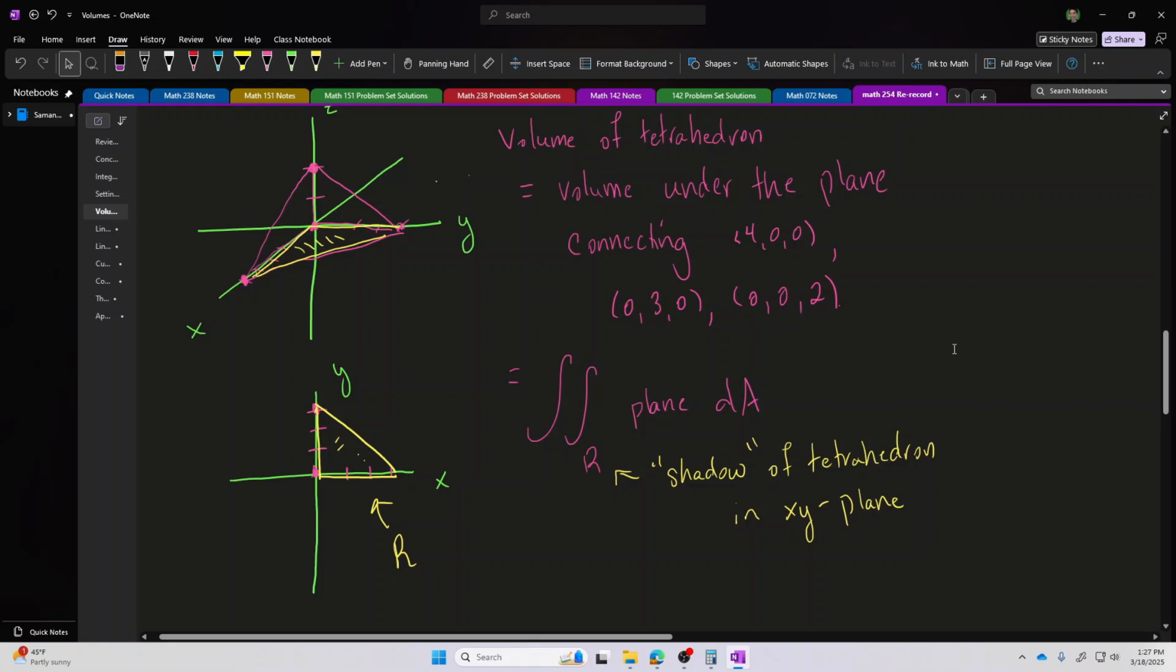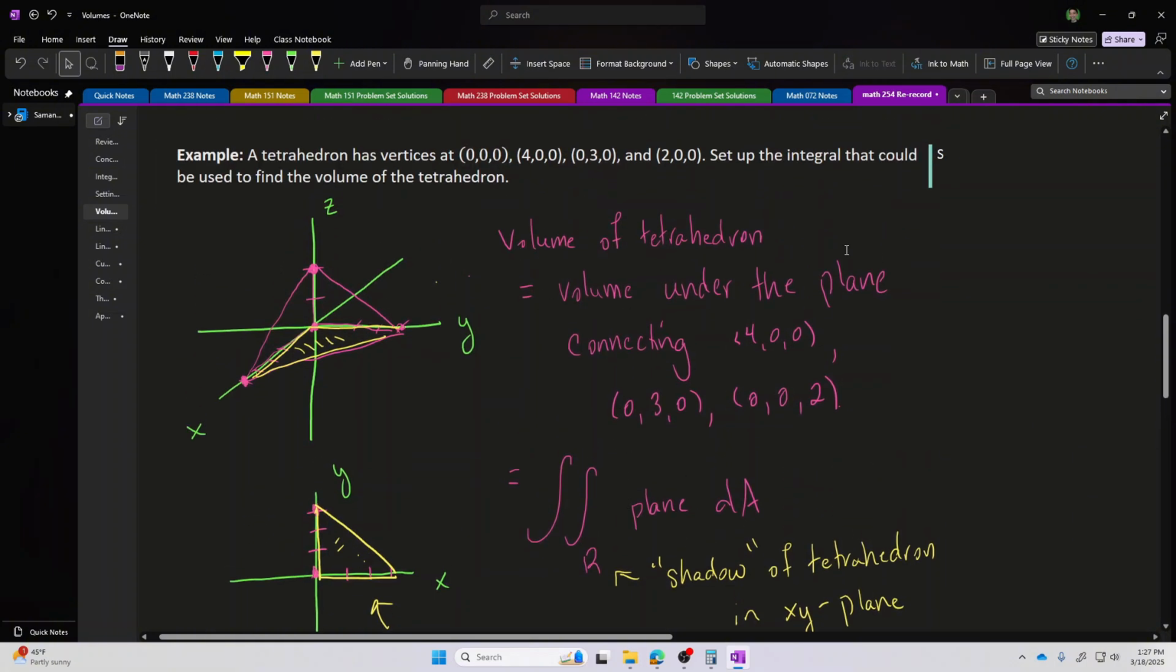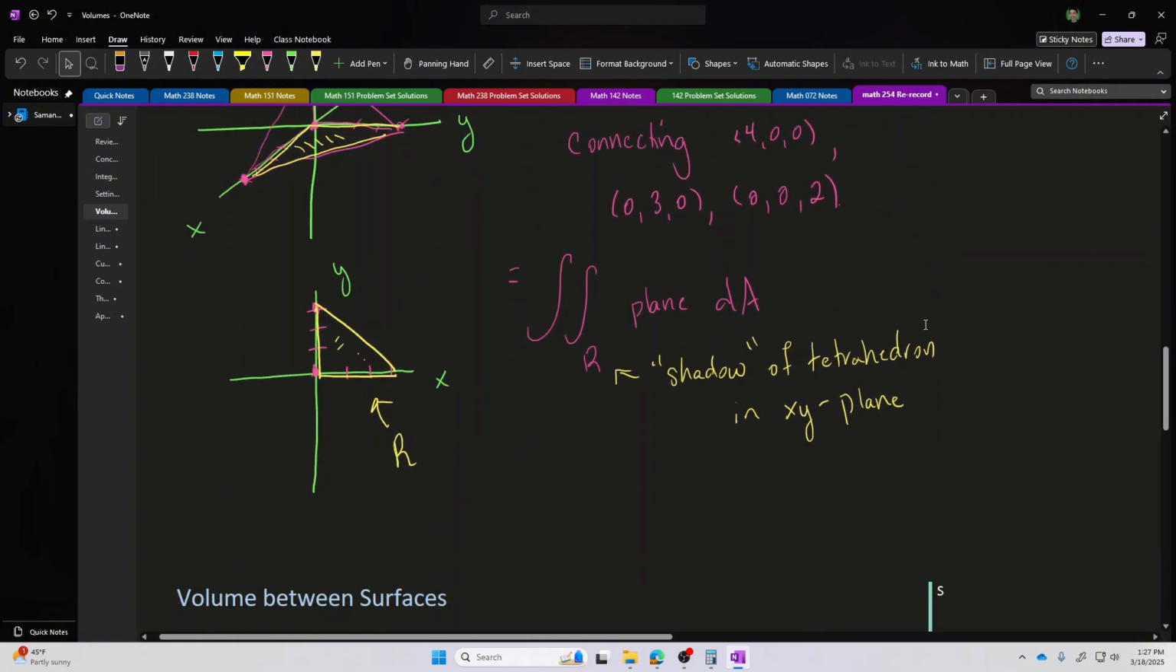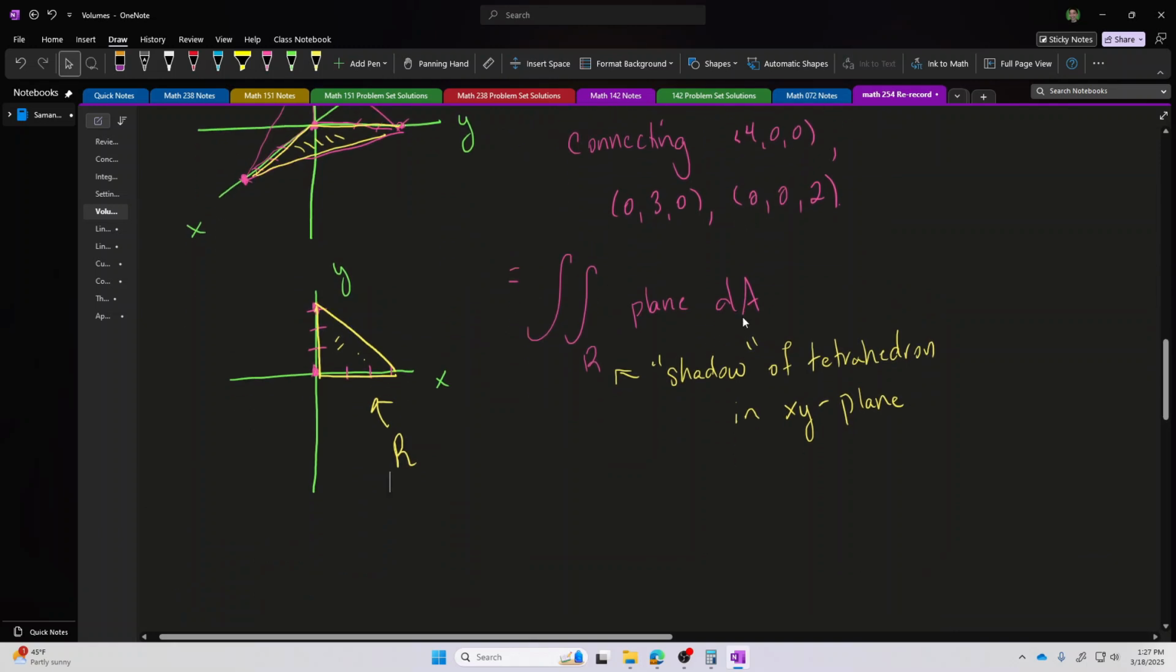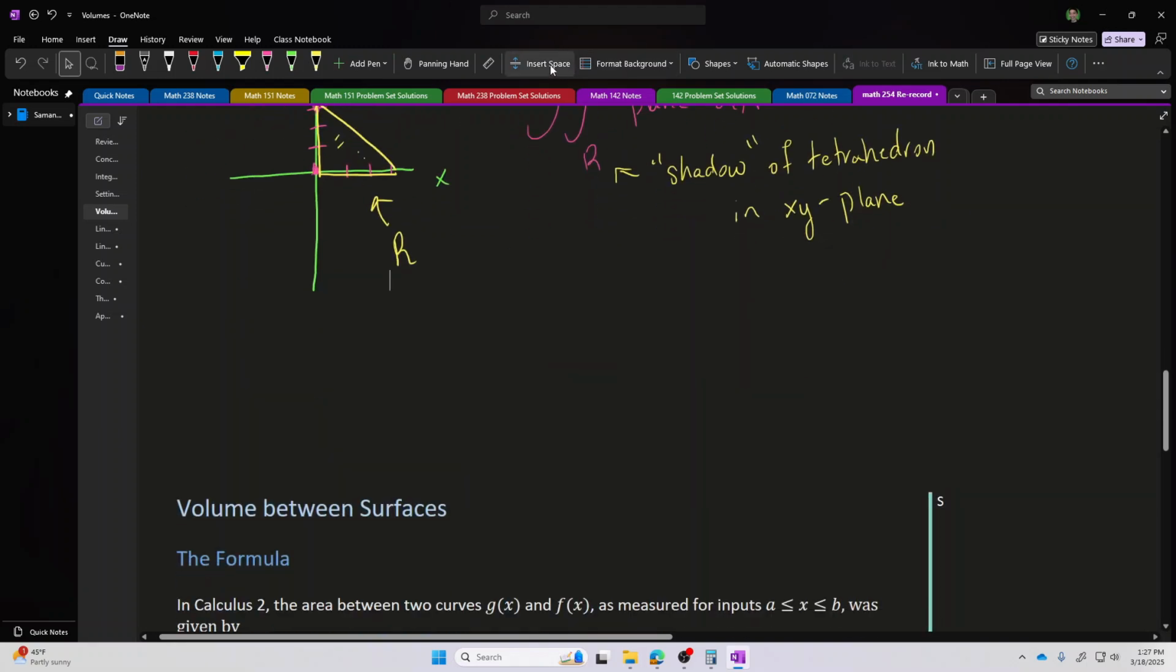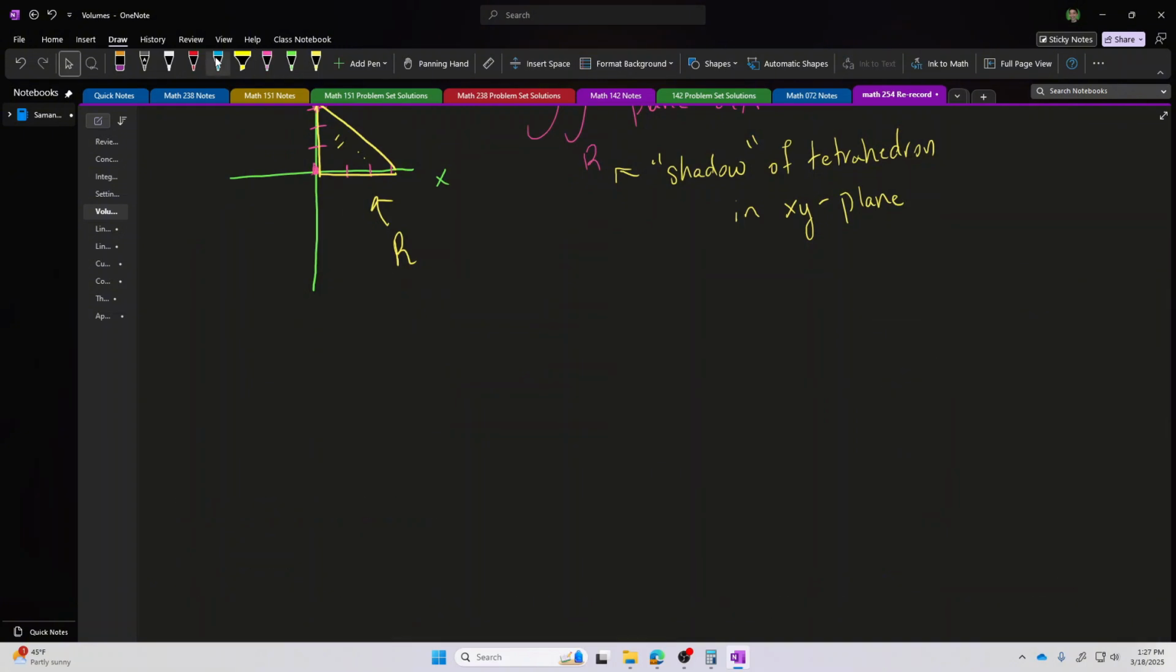So in this problem, I have 2 tasks in order to complete this double integral that I need to calculate this volume, right? Task number 1 is to find the equation of the plane in this problem. And then task number 2 is to find out how to translate the region of integration R into limits of integration. So let's take all those pieces one step at a time.